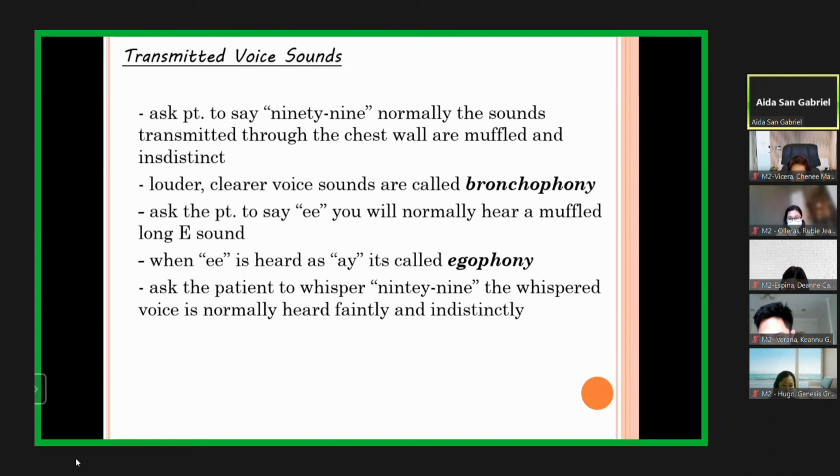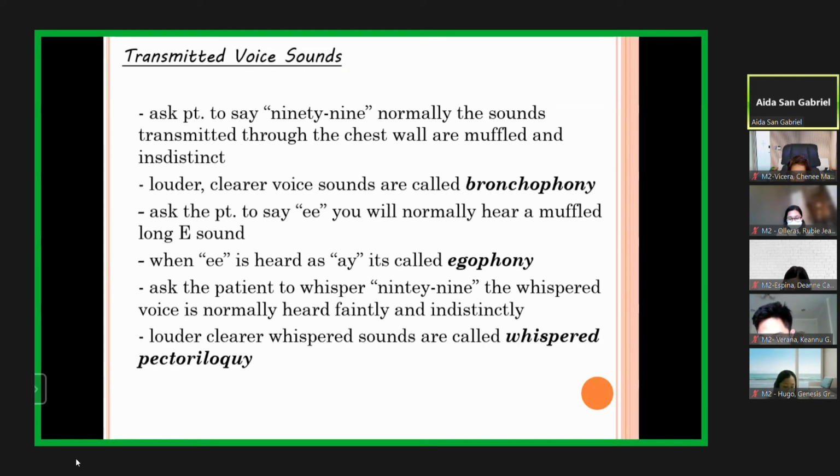So, transmitted voice sounds. These are sounds which are heard when there is consolidation of the lungs. When you ask your patient to say 99, normally the sounds are transmitted through the chest wall, are muffled and indistinct. When the sound is louder, clearer, voice sounds are called bronchophony.